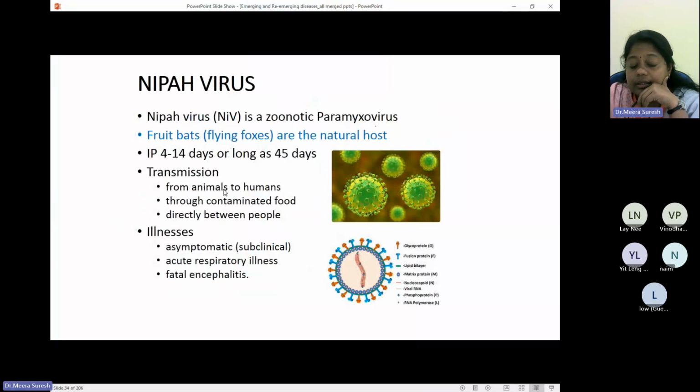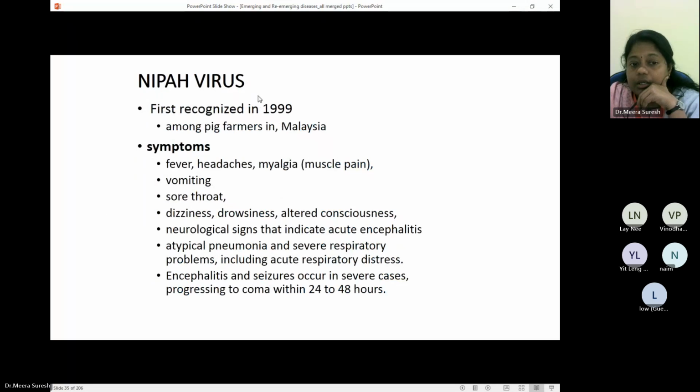The transmission can happen from animals to humans, through contaminated food or the fruits I told, or directly between people. Illnesses can be asymptomatic or acute respiratory illness, but in Kerala, when it happened, it produced fatal encephalitis, and that resulted in the death of this many people. This was first recognized in 1999 among the pig farmers in Malaysia.